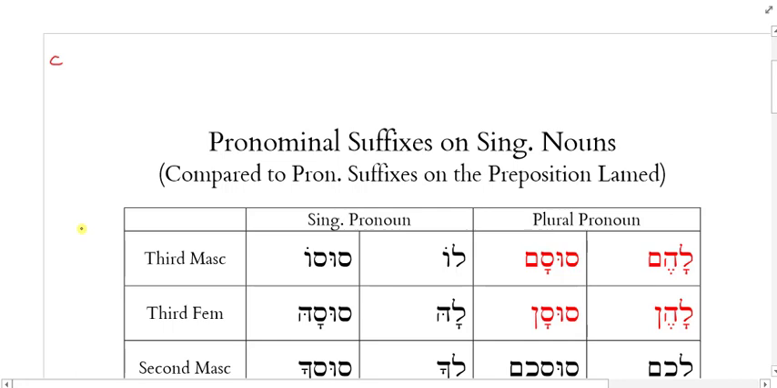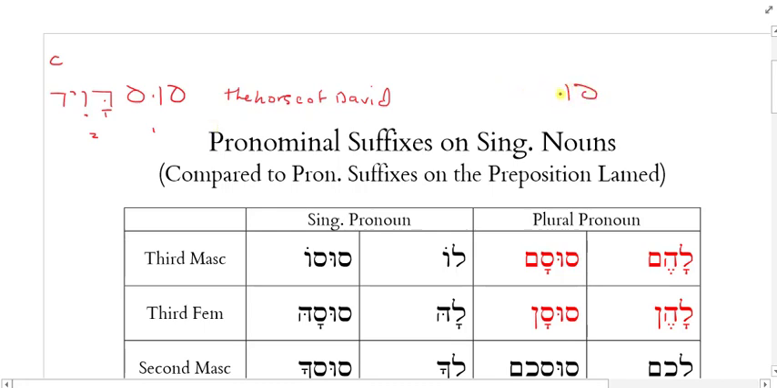All right? So just to give you an example, I can say something like sus David, and that's a construct chain. How would I translate that? The horse of David, right? So horse is thing one, David is thing two. What if I want to say the horse of him? The horse of him. What do I do?